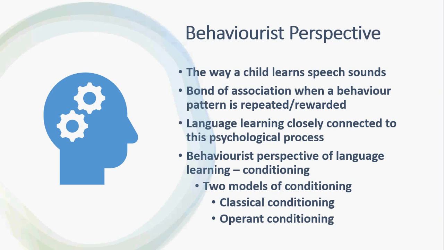According to the behaviorist perspective, language learning is also very closely connected to this psychological process. So according to the behaviorists, there are two ways of looking at language learning. This is called conditioning, and therefore two models of conditioning are referred to as the classical conditioning and the operant conditioning. So remember, when we are looking at the behaviorist perspective, we are looking at two important aspects, the classical conditioning and the operant conditioning.